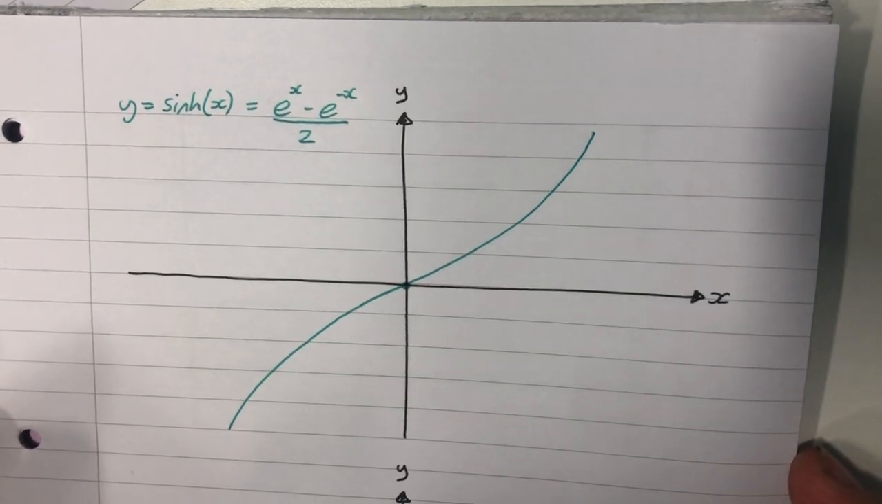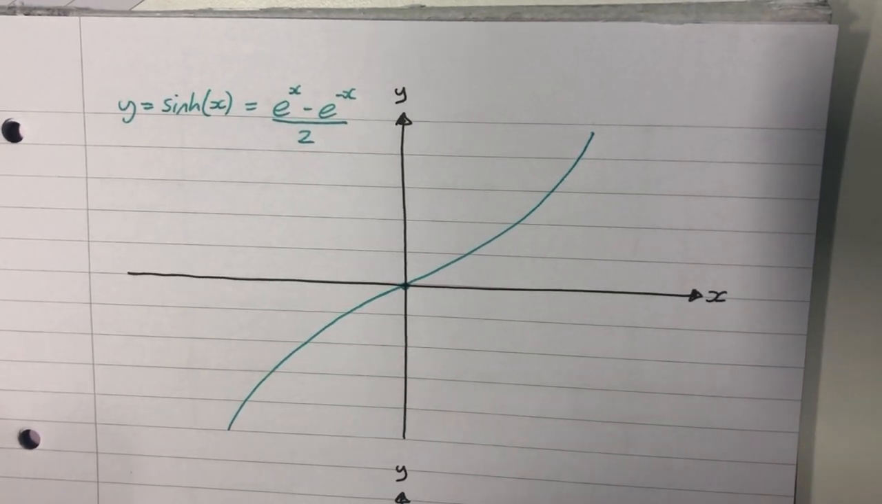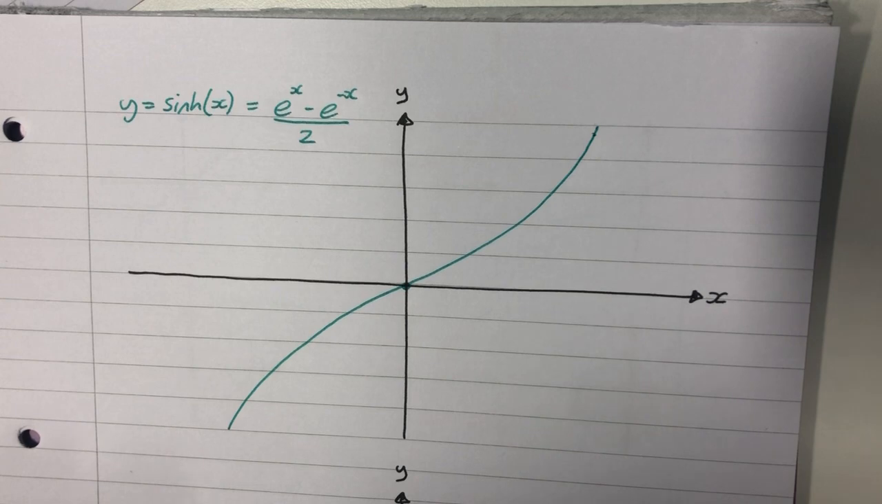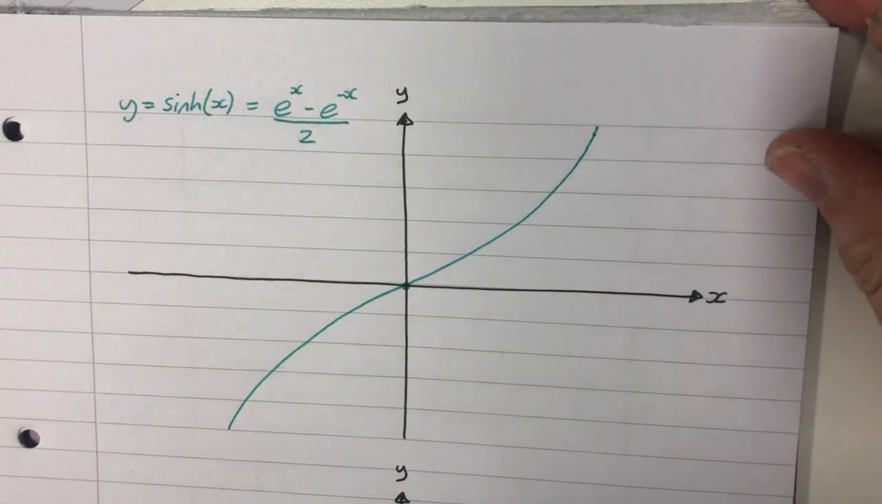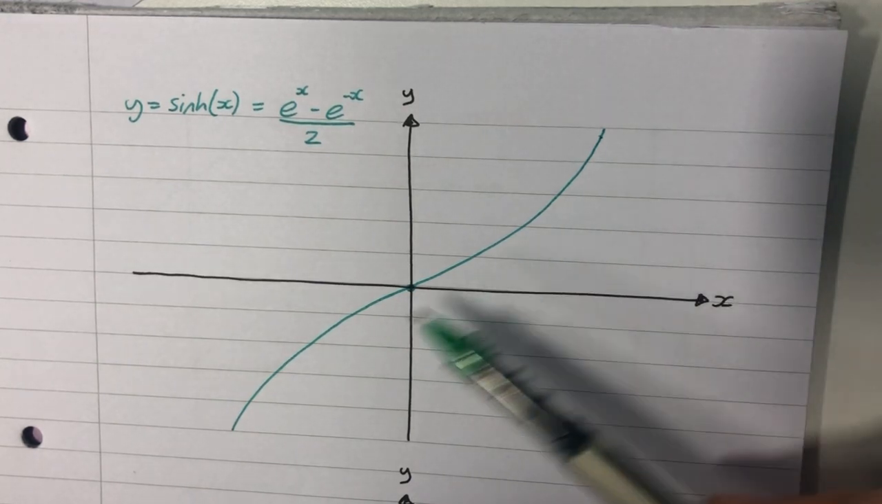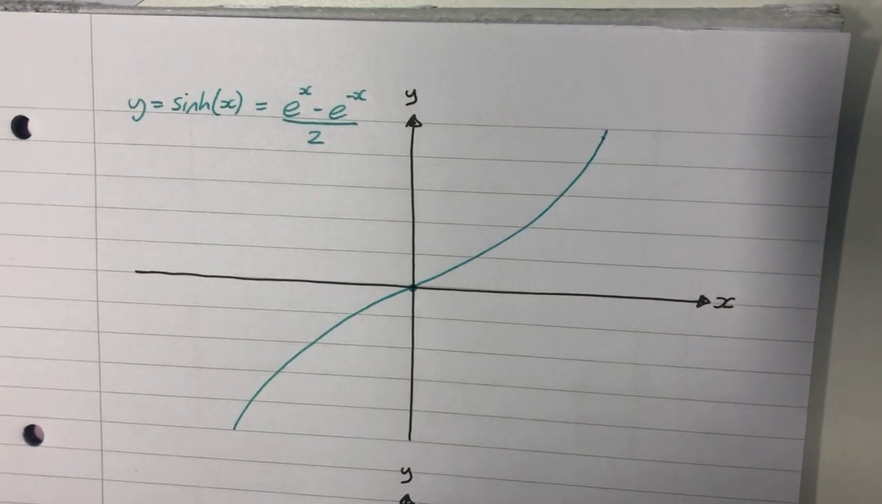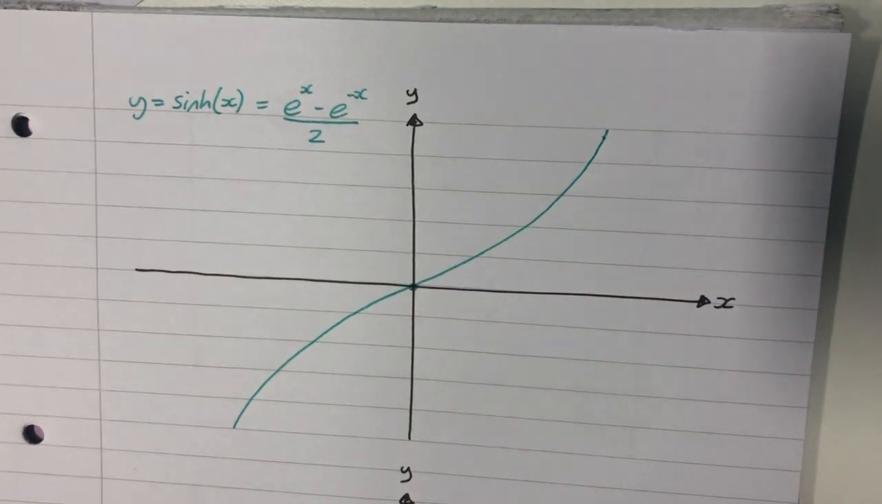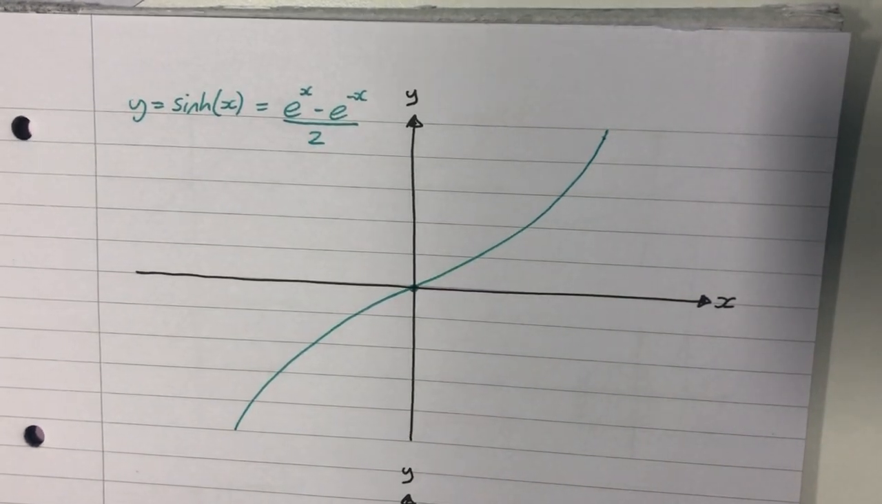Not only is it not periodic, but it is in fact a one-to-one function completely, which is quite nice to work with. It's not like sine, where you've got to play around a bit when coming to solve equations. So yeah, that's what the graph of y equals sinh of x looks like. It's an odd function, just like sine of x is, and that's quite easy to prove by looking at the exponential definition of it.